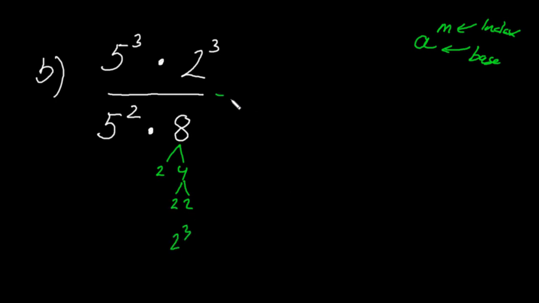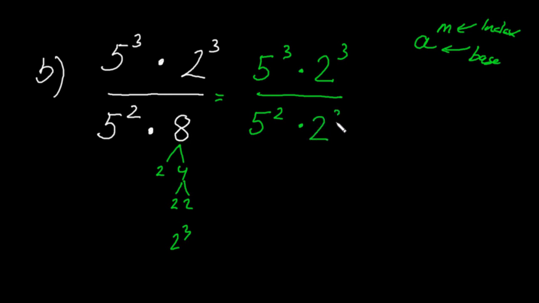So we can rewrite our expression as 5 cubed multiplied by 2 cubed over 5 squared multiplied by 2 cubed. And look at that, we just got lucky. We have 2 to the power 3 over 2 to the power 3. So both of these terms here can just cancel out because they are the same. It's equivalent to 8 over 8, which is equivalent to 1.